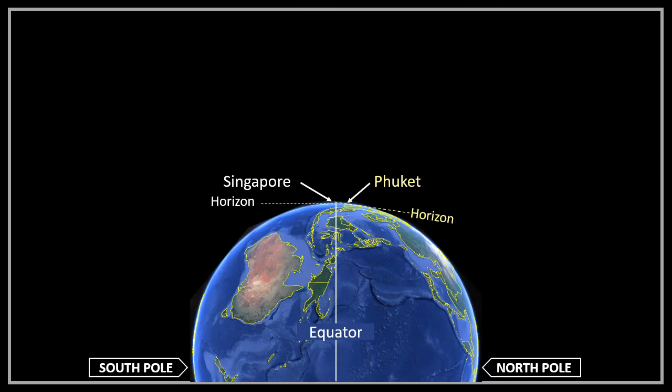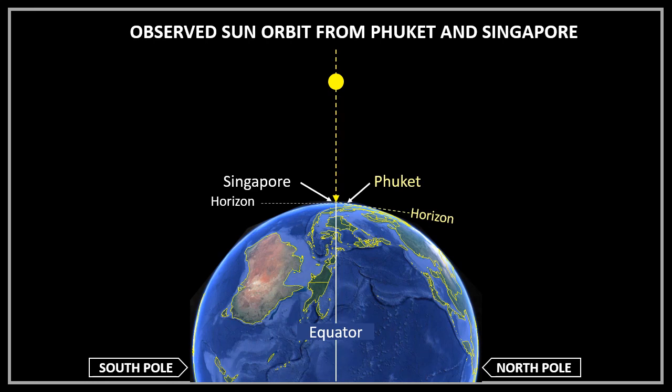So this is the globe model with the globe turned on its side and the equator running straight up through the middle here. Here we have Singapore on the equator, and its horizon is perpendicular to the equator. And since Phuket is a little bit north of the equator, the horizon is at a slight angle, and that's why we saw the sun setting at a little bit of an angle compared to Singapore. And this is the observed sun orbit, which is perpendicular to these horizons. So when we consider the Earth rotation, we can see that the globe model does explain these observations.